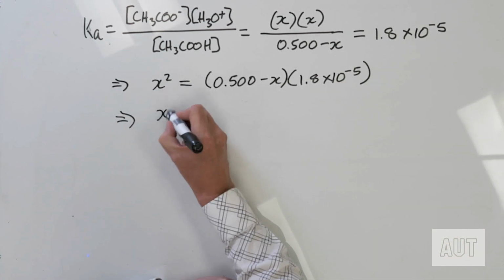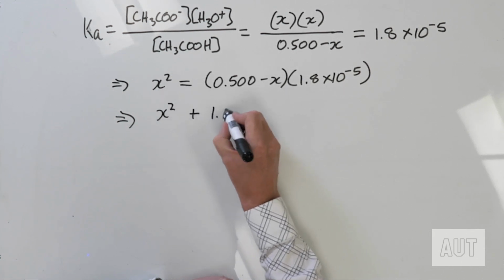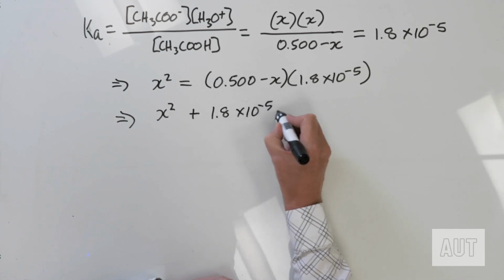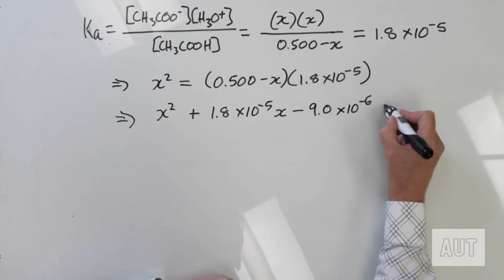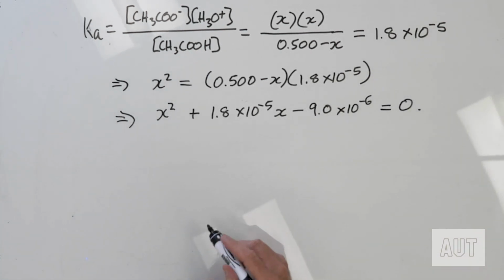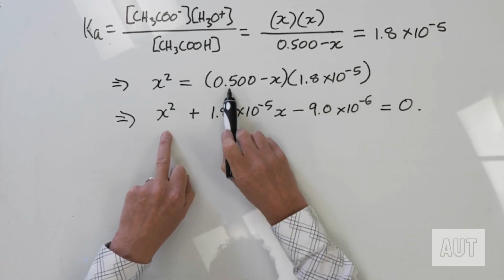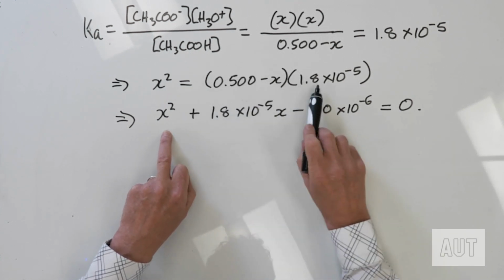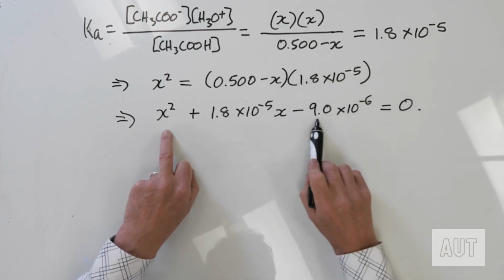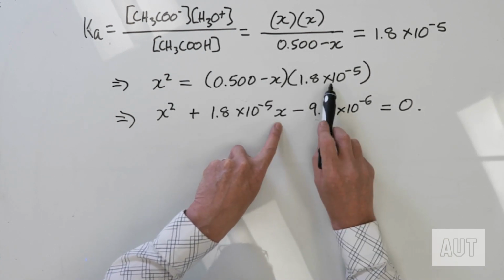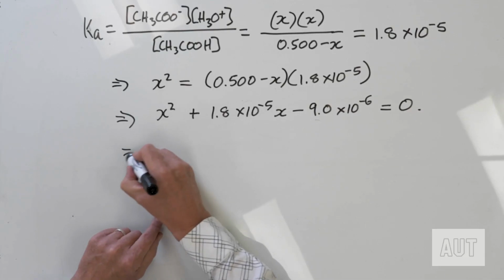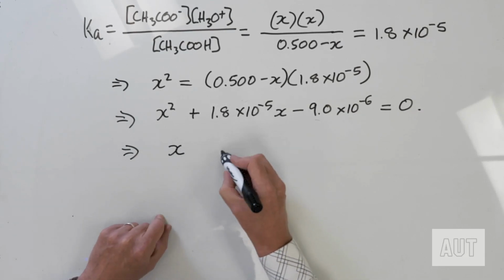Then we can multiply that out as x squared plus 1.8 times 10 to the minus 5 x minus 9.0 times 10 to the minus 6 is equal to 0. We get this quadratic by multiplying this out. We have 0.5 multiplied by 1.8 times 10 to the minus 5, that's 9 times 10 to the minus 6. And then we have a 1.8 times 10 to the minus 5 x term here. Then you put that into your solver of choice, your calculator or online, and you find x. Obviously we have two roots here.